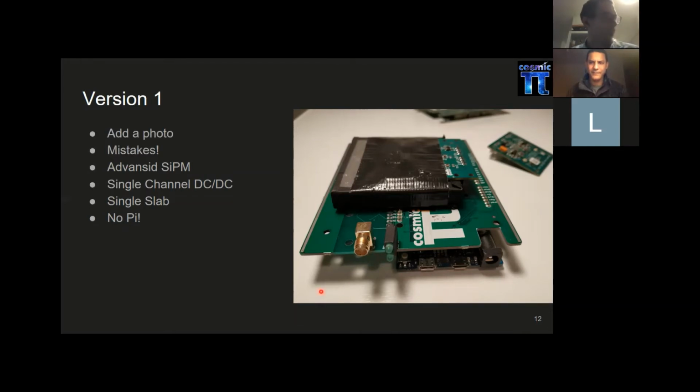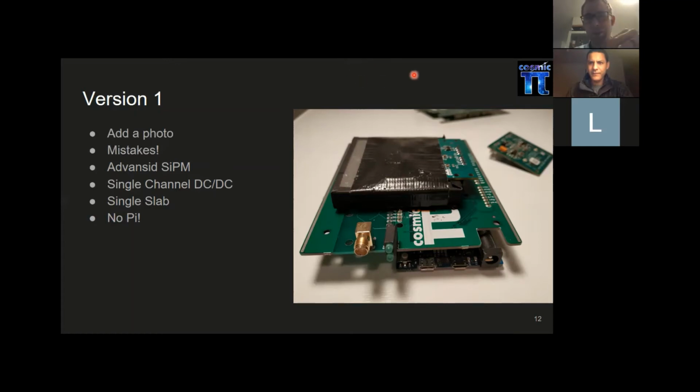The big drawback with this design was that we were using very small slabs. It was cost driven. This is one of the slabs that we used. It's a 50 by 50 by 10 from Elgen, and it's basically equivalent to a BC408 scintillator. I think we were paying about 50 euros a slab for this. Onto it are mounted 2 advanced SiPMs, and we had a single voltage channel to bias the 2.